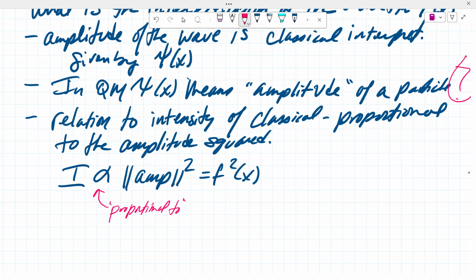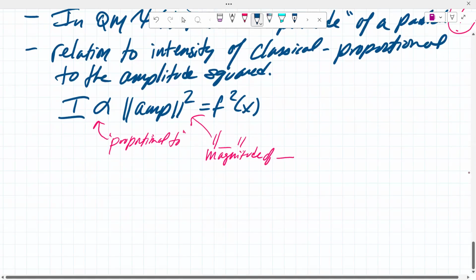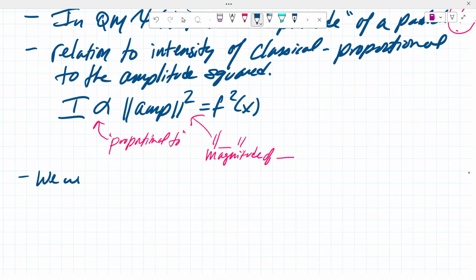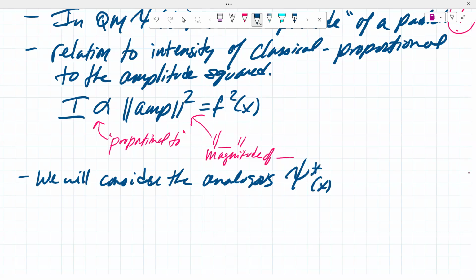And don't forget these double bars mean length or magnitude. Okay, this is what that means. This is from linear algebra, it's the length of a vector. We will consider the analogous psi star of x psi dx.